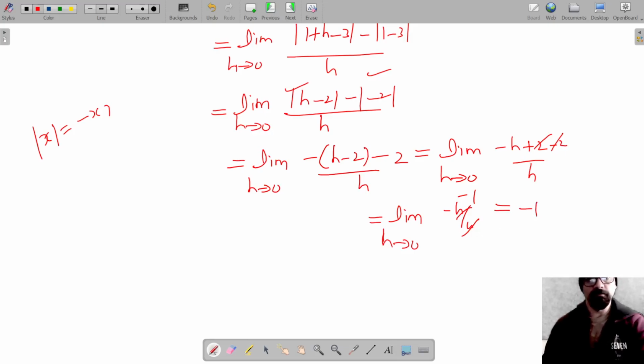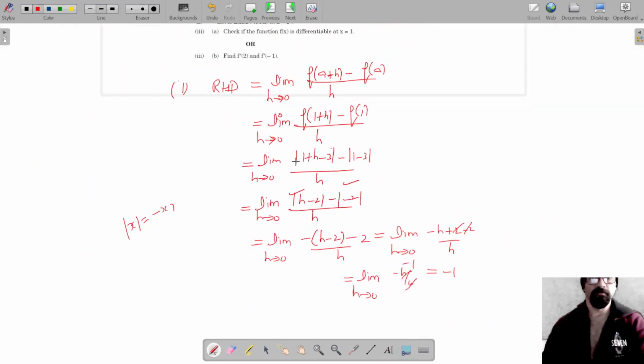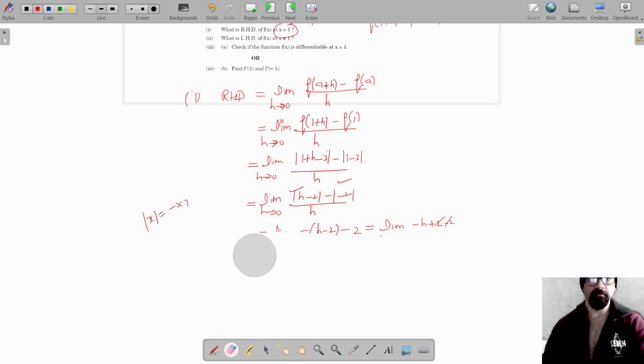Okay, now let's find out the left hand derivative.